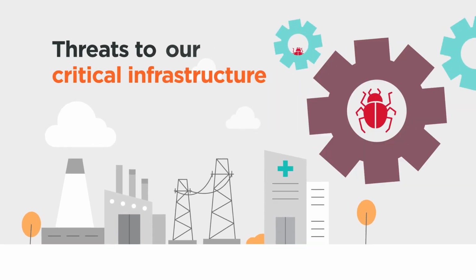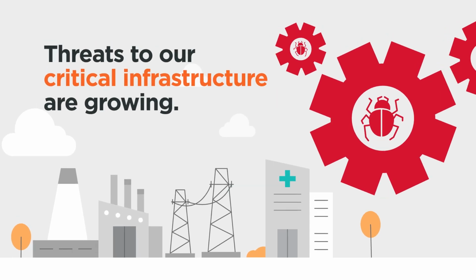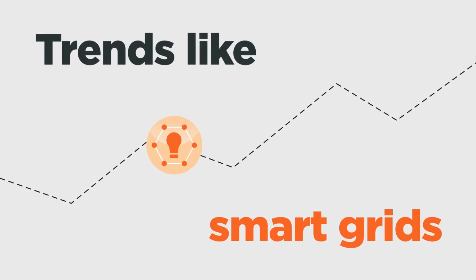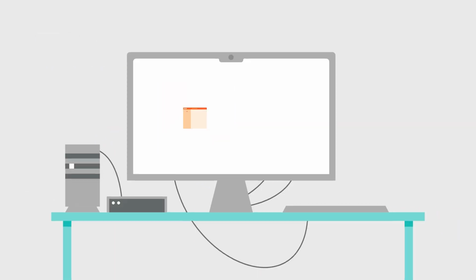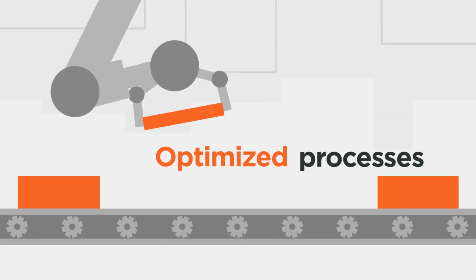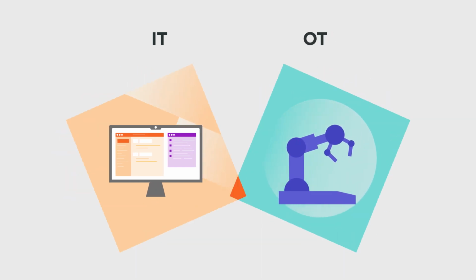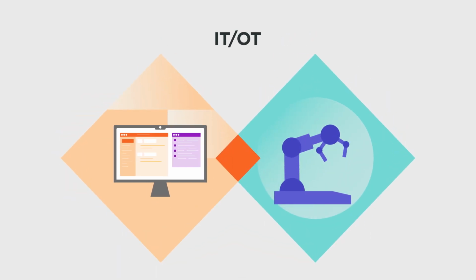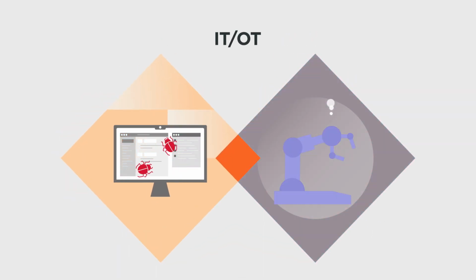The threats to our critical infrastructure are growing. Trends like smart grids and Industry 4.0 are driving more organizations than ever toward more efficient and optimized processes. But with the convergence of IT and OT systems into smarter networks, critical infrastructure is growing more vulnerable to disruptive attacks.